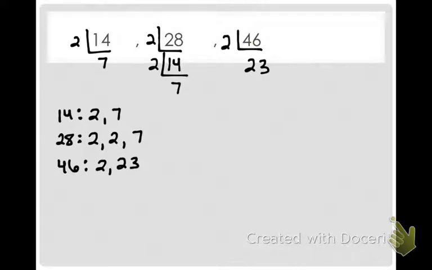Remember, for prime factorization, you're only listing the prime numbers. So these numbers that are out here on the outside we'll list, but we don't list the ones that are over there on the inside. So once again, we'll list all of these on the outside, but not the ones right there on the inside.